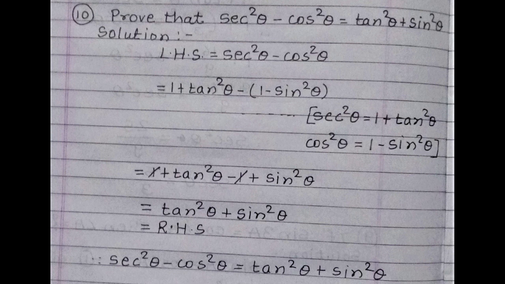So sec square theta is equal to 1 plus tan square theta minus, always remember when a minus sign comes you must put the bracket, otherwise while changing the sign you may get confused. So 1 plus tan square theta minus (1 minus sin square theta). So 1 plus tan square theta minus 1, and minus minus plus sin square theta. 1 gets cancelled and you get the answer tan square theta plus sin square theta. So LHS is RHS. Sec square theta minus cos square theta is equal to tan square theta plus sin square theta.